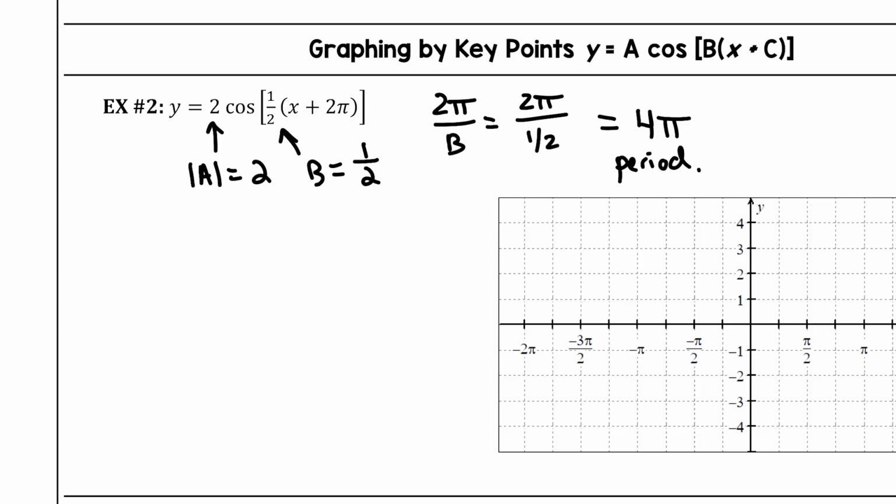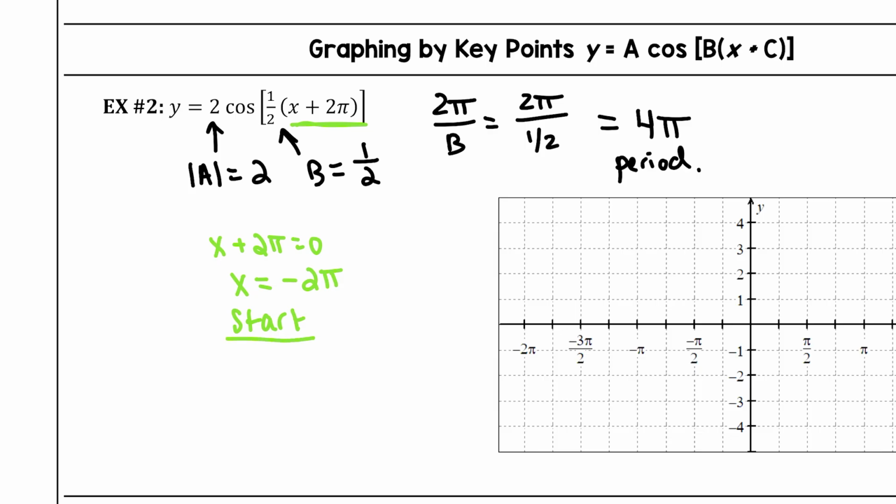Okay, cool. So we know our period, we know our amplitude. Normally that would be everything we need if there weren't any shifts going on, but there is because we have x plus 2 pi. This x plus 2 pi is going to determine where we're going to start our graph. You basically just solve for x here. So x plus 2 pi equals 0, which means x is going to be equal to negative 2 pi, which is where we start.